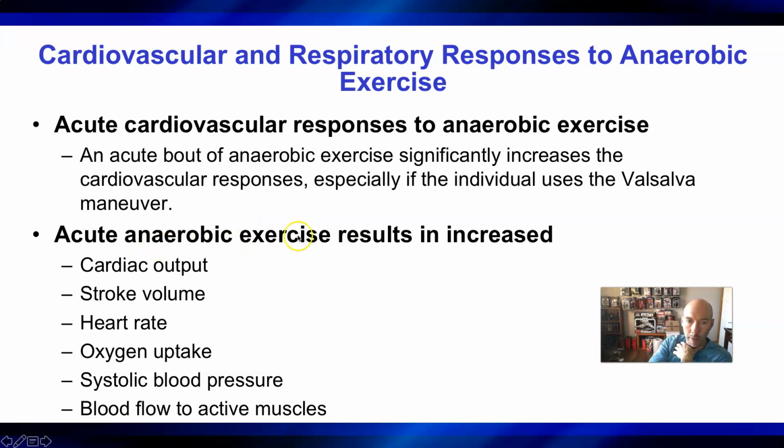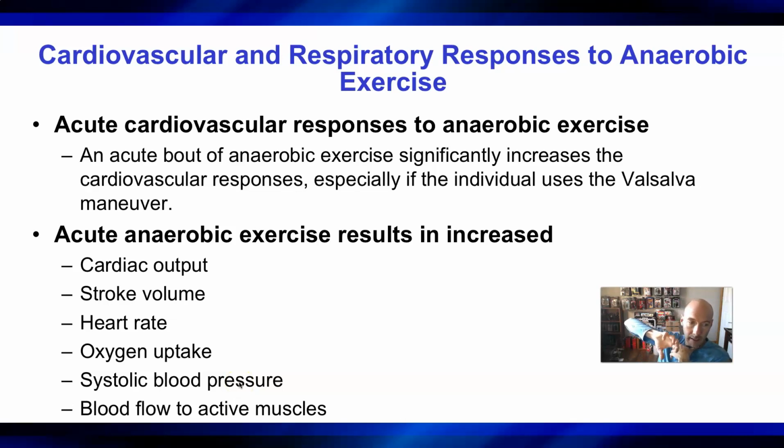So acute anaerobic exercise, which means, again, while you're doing it, will result in increased cardiac output. That's how much blood is pumped out of your heart per minute. Stroke volume, how much blood is pumped out per heartbeat. Heart rate is your beats per minute. Oxygen uptake is your VO2, or how much oxygen your body is consuming per minute. And then systolic blood pressure should increase with exercise intensity.